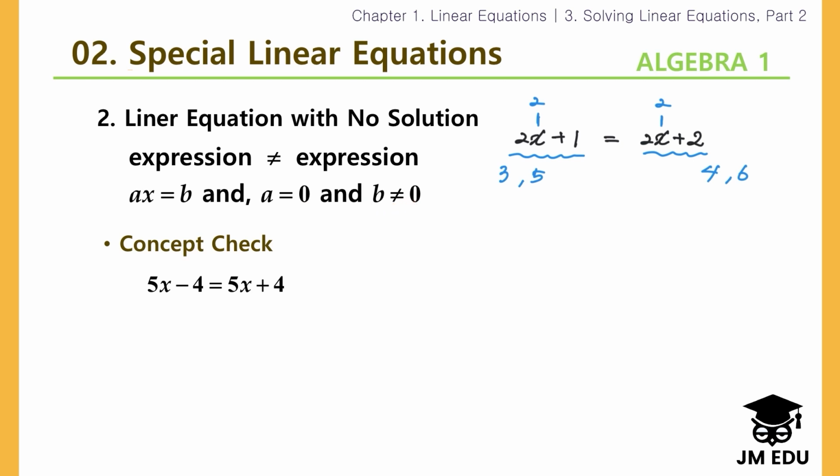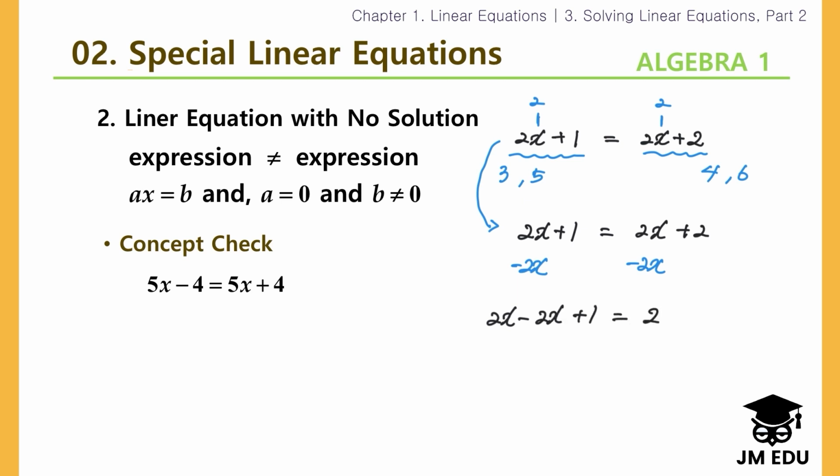Okay, so let's simplify this equation. We have 2x plus 1 is equal to 2x plus 2. So I'm going to subtract 2x each side. So we have 2x minus 2x plus 1 is equal to 2, right? So subtract 1 each side. So that's going to be 2x minus 2x, right? 2x minus 2x is equal to 1.